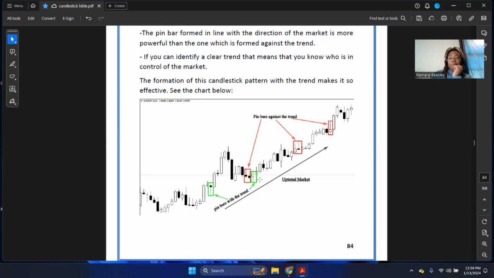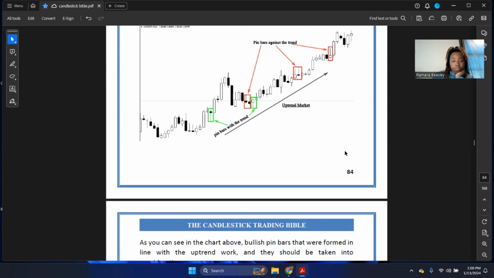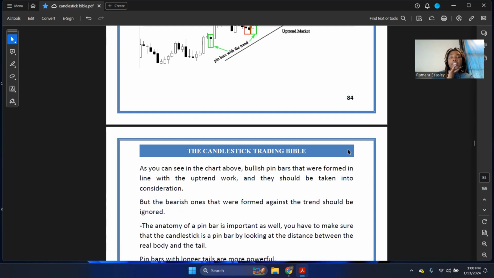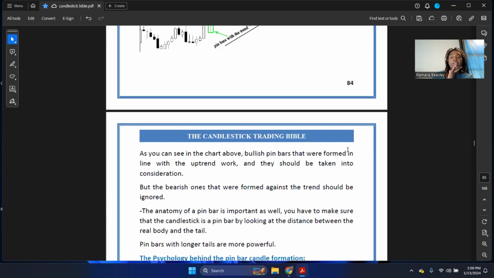Okay. And then we have our pin bars that are highlighted green. That's with the trend, and we know that we're buying because it's an uptrend, as we can see. And then pin bars against the trend. All right. It says, as you can see in the chart above, bullish pin bars that form in line with the uptrend work, and they should be taken into consideration. But the bearish ones that were formed against the trend should be ignored.